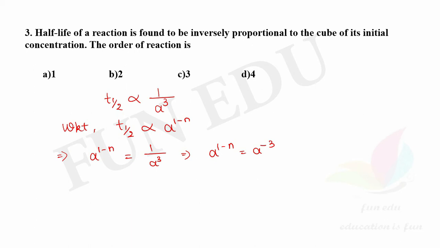So we will get a to the power 1 minus n is equal to a to the power minus 3, or I can also simplify this as 1 minus n is equal to minus 3, or minus n is equal to minus 3 minus 1, which is equal to minus 4, or n is equal to 4, because minus n is equal to minus 4, so I can cancel the minus signs. So we will get n is equal to 4. So what is the order of reaction? The order of reaction is 4. So D is the correct answer.